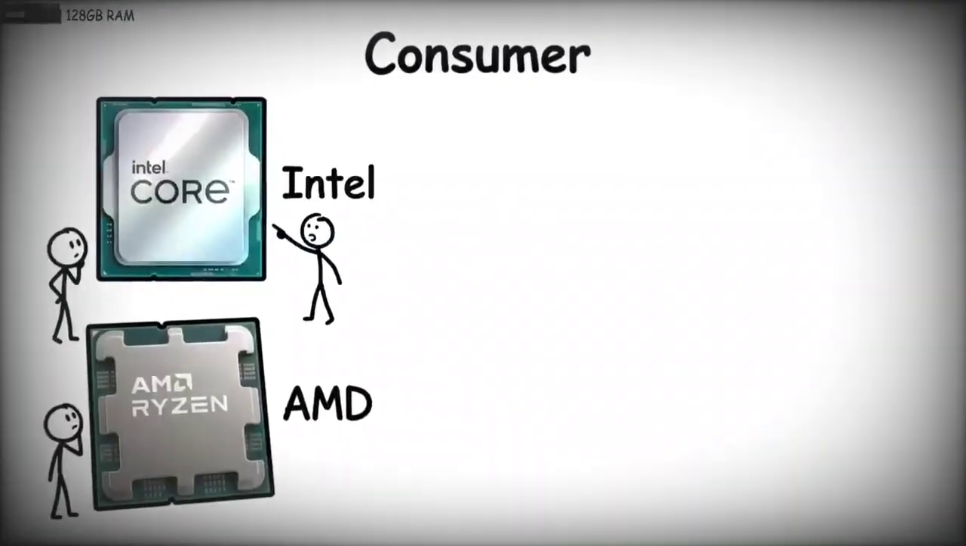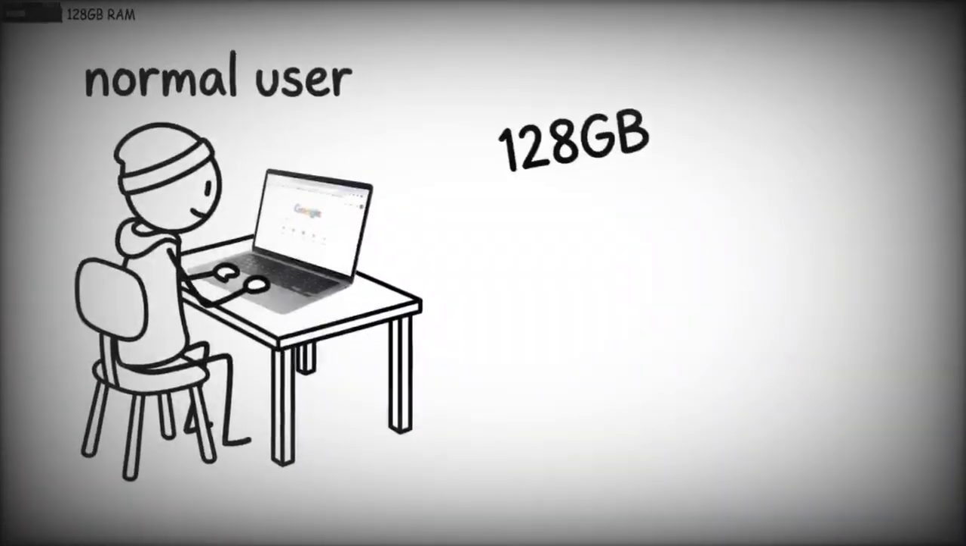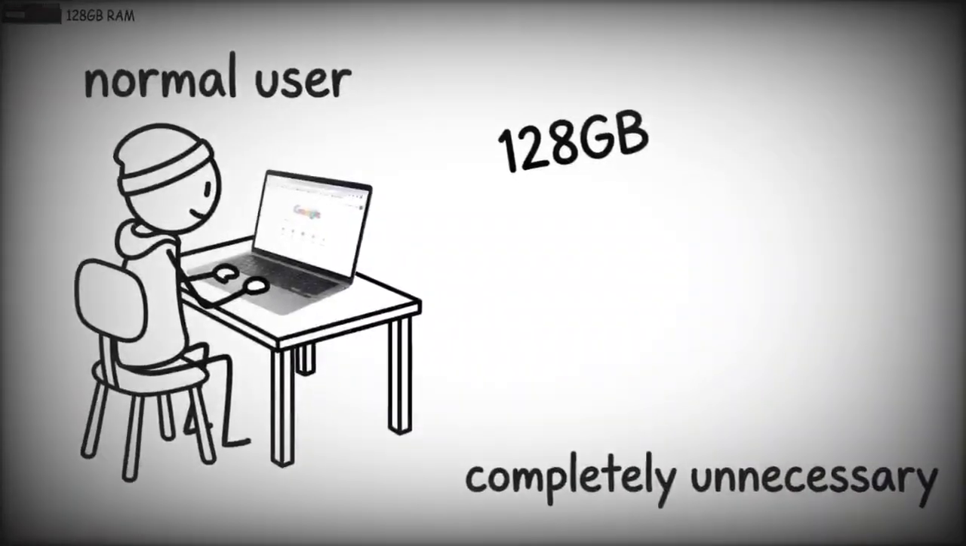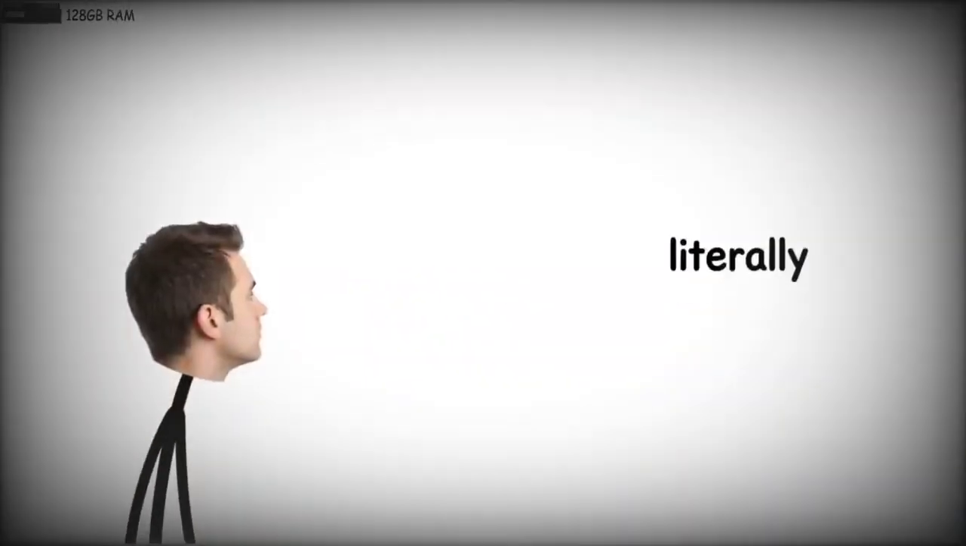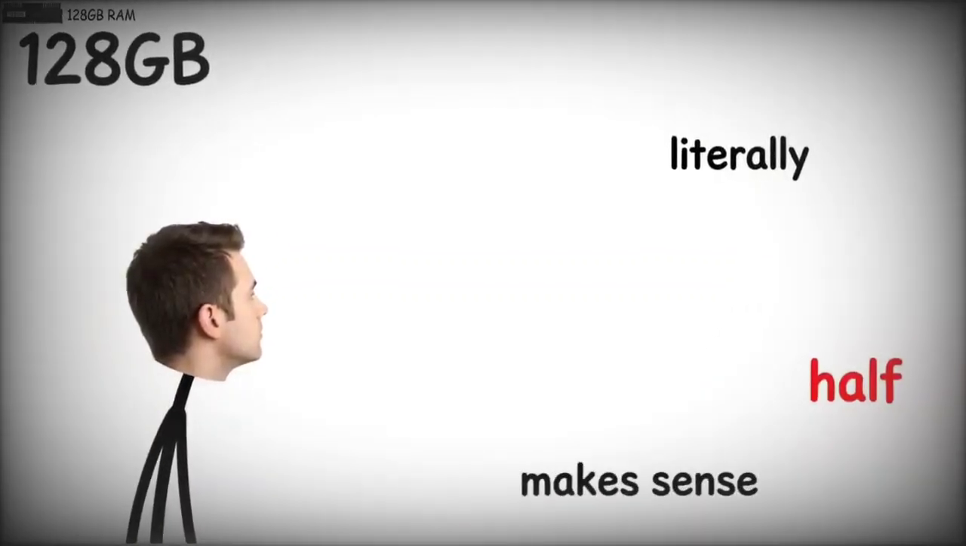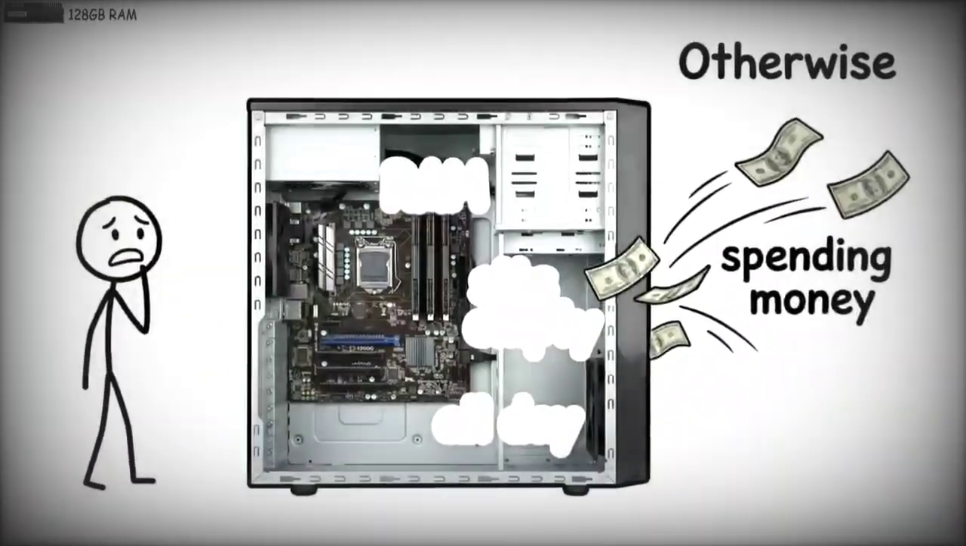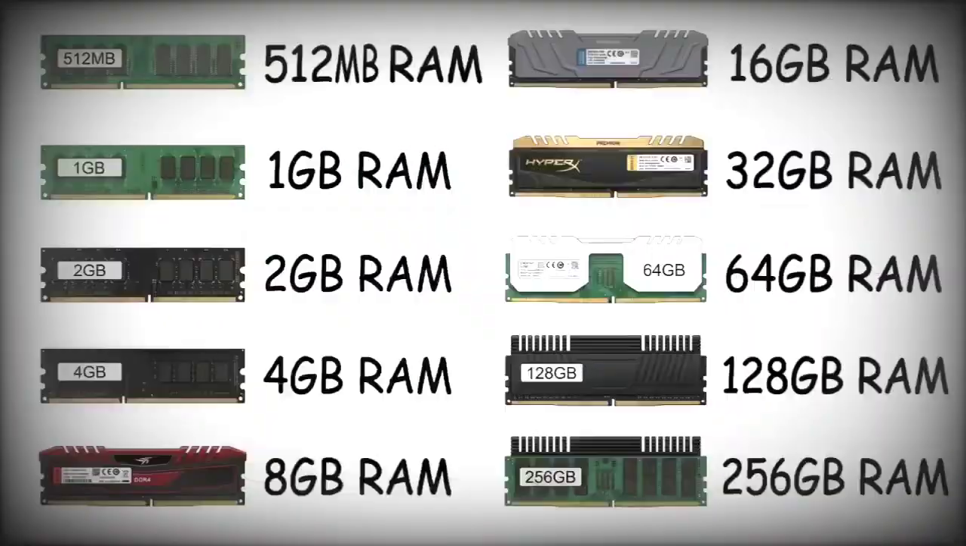supports it. Consumer Intel and AMD platforms can technically reach 128 gigabytes now, but the motherboards and processors must support it. For any normal user, 128 gigabytes is completely unnecessary and wasteful. You will literally never use even half of it. 128 gigabytes makes sense only when your work software demands it. Otherwise, you're just spending money on RAM that sits empty all day.